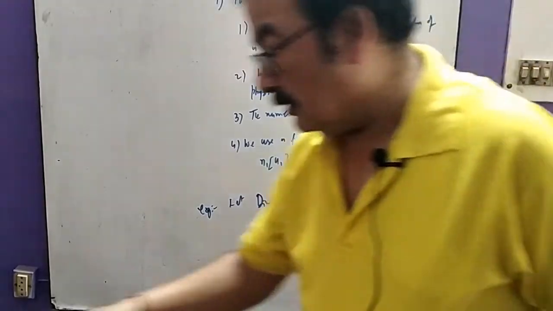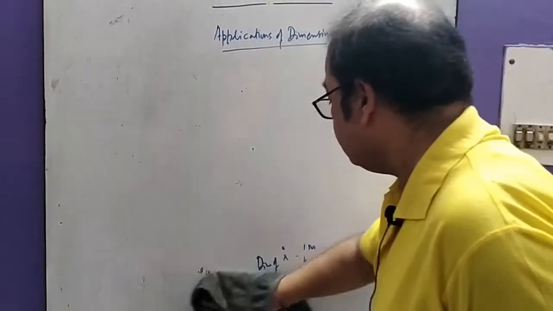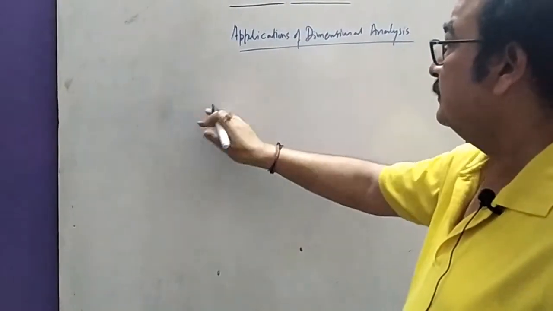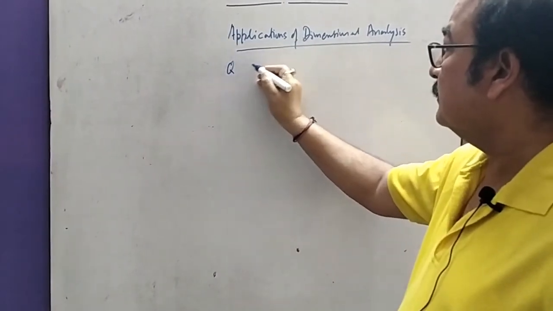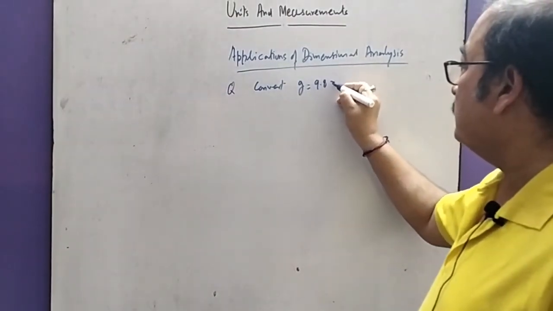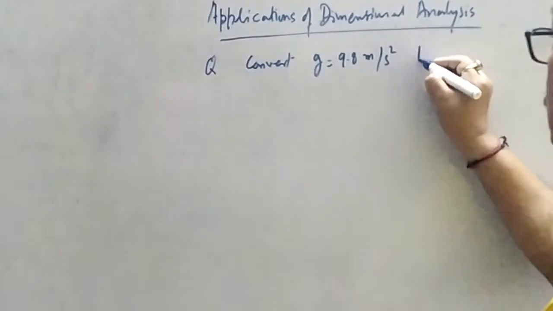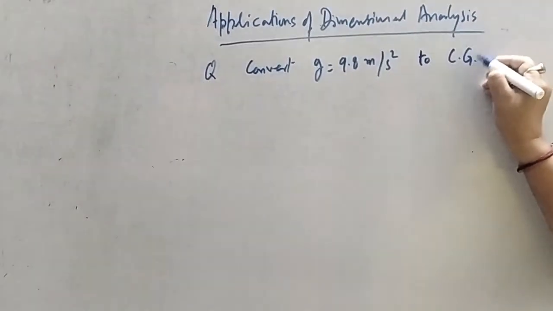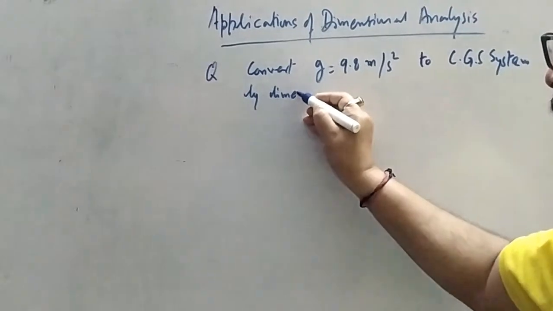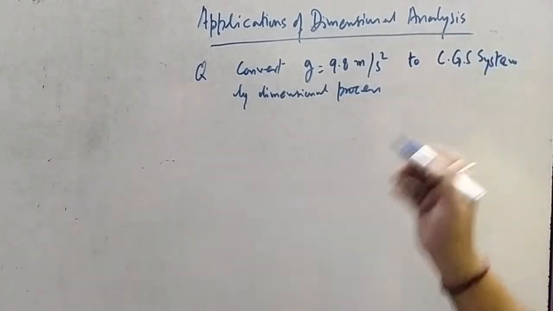तो इसके लिए suppose we have to take a real numerical problem where it is written, question: convert g equal to 9.8 meter per second square to the CGS system by the dimensional process. Okay, suppose we have this numerical.